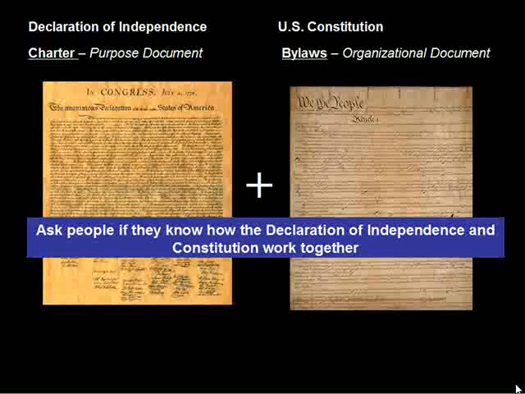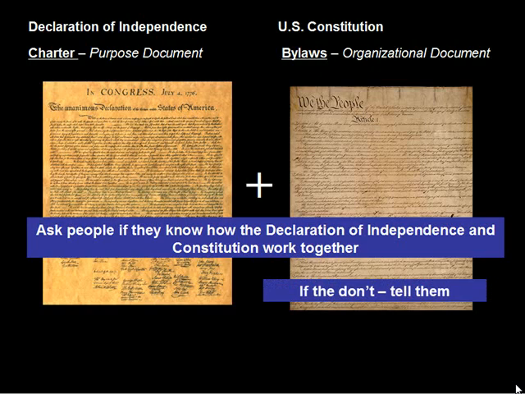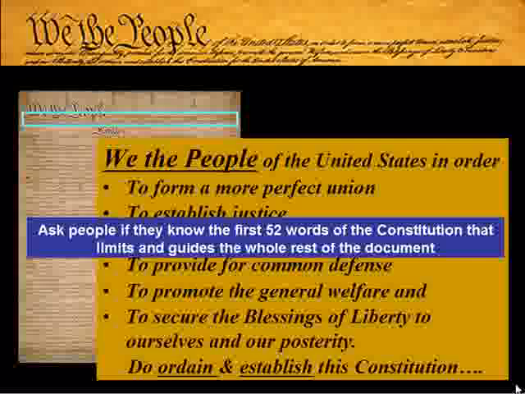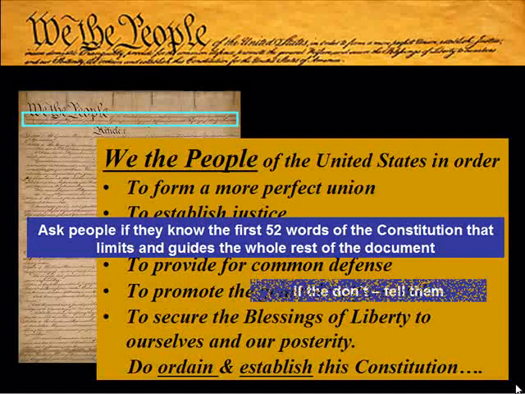One key item is to know that the Declaration of Independence and Constitution are designed to work together. Ask people if they know how the Declaration of Independence and Constitution work together. If they don't, tell them. Also, ask people if they know the first 52 words of the Constitution that limits and guides the whole rest of the document. If they don't, share that with them.